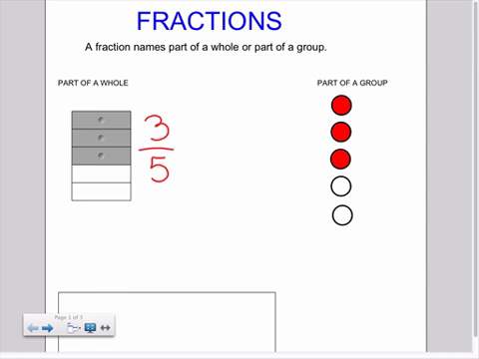In this example, we have 5 circles. 3 of the 5 circles are red, so we might say 3/5 of the circles are red. Again, using the fraction 3/5 to represent part of the group of circles. So part of a whole and part of a group are two instances that we might use a fraction.